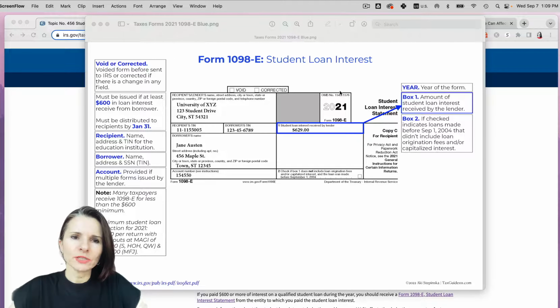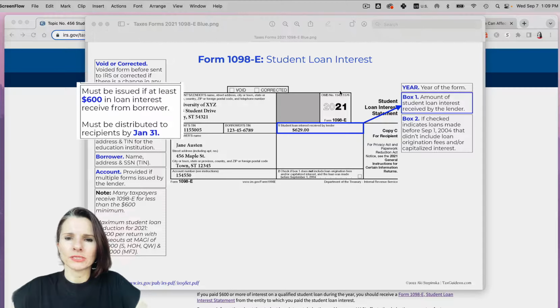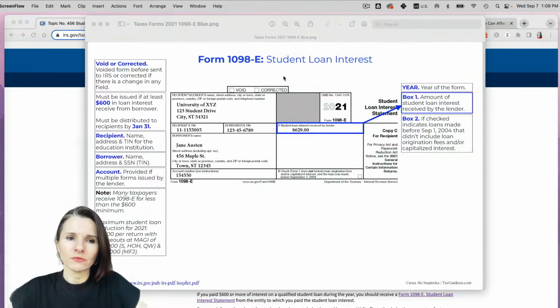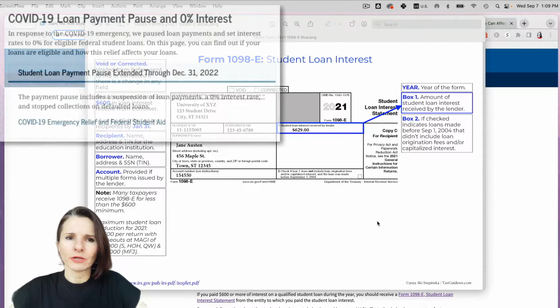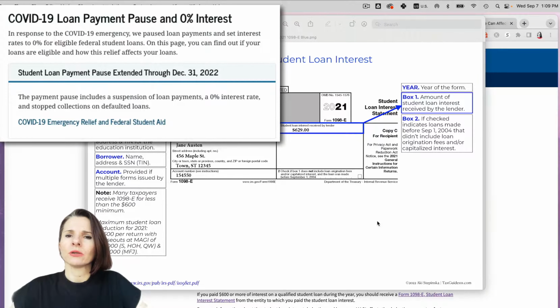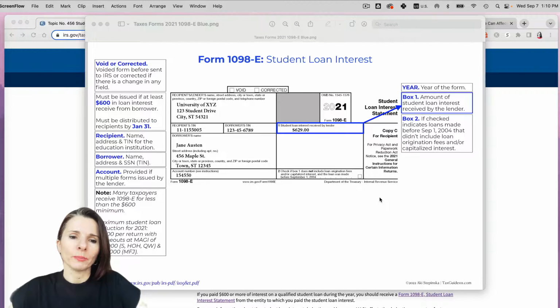You have to receive this form if you paid more than $600 in interest. However, many people receive it even when they pay much less. And if you didn't receive it, try to get that information from your account, from the lender that you had the student loan with. In the past couple of years, because of the coronavirus pandemic, student loan repayments have been stopped for a lot of taxpayers, and so maybe you have not seen this form for a bit.